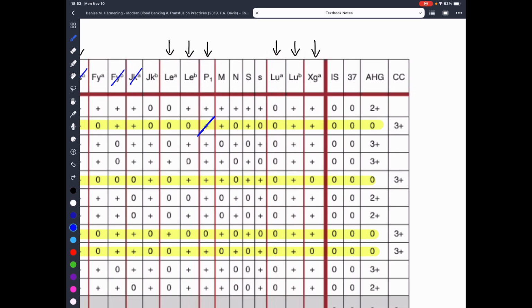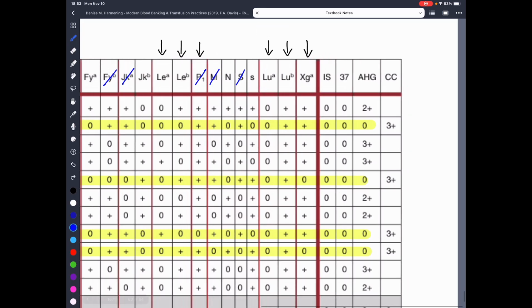And then we have M and N, homozygous for M. Oh wait, I realized I actually crossed this out here. I mean, you can do either one, but I just like doing it on the top. Okay, so M and N, we have homozygous for M, so we can cross it out. And here we have homozygous for big S, so we can cross it out. Remember, these ones can only be homozygous for crossouts because there's no arrow.